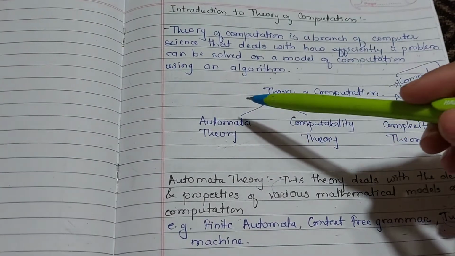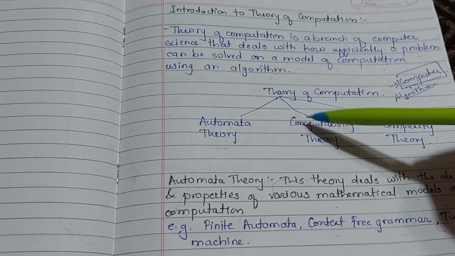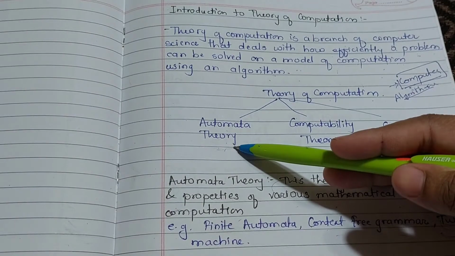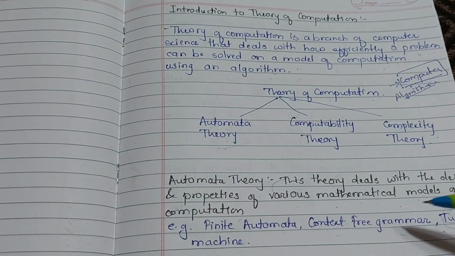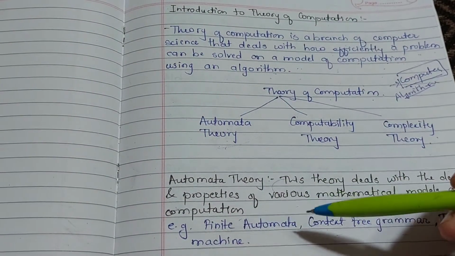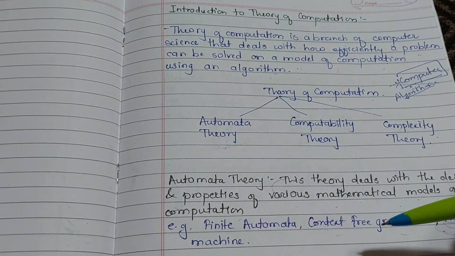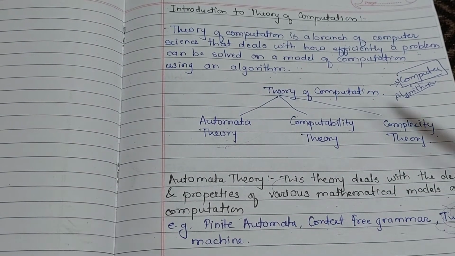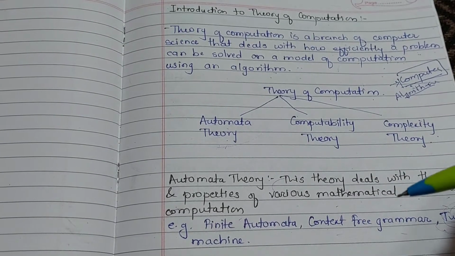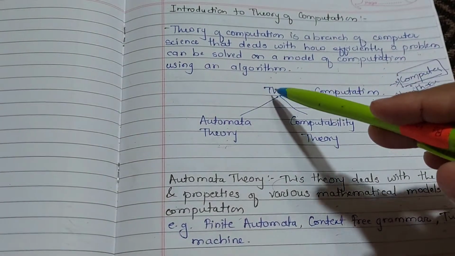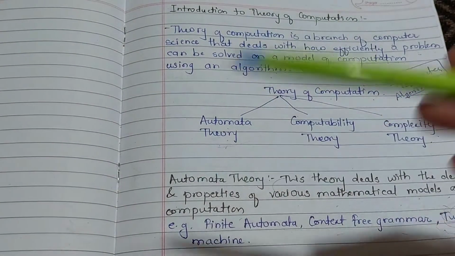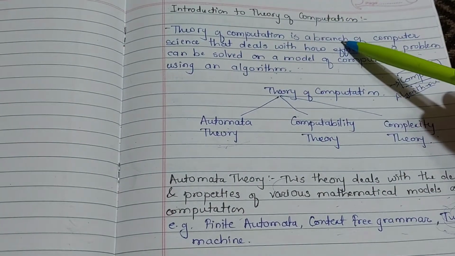Theory of computation can be divided into three branches: automata theory, computability theory, and complexity theory. First we'll discuss automata theory. Automata theory deals with the definition and properties of various mathematical models of computation. Models, in the sense, we can say finite automata, context-free grammar, or Turing machine. These are some examples of models which we are going to discuss in the same subject. So automata theory deals with the definition and properties of the models provided by theory of computation.